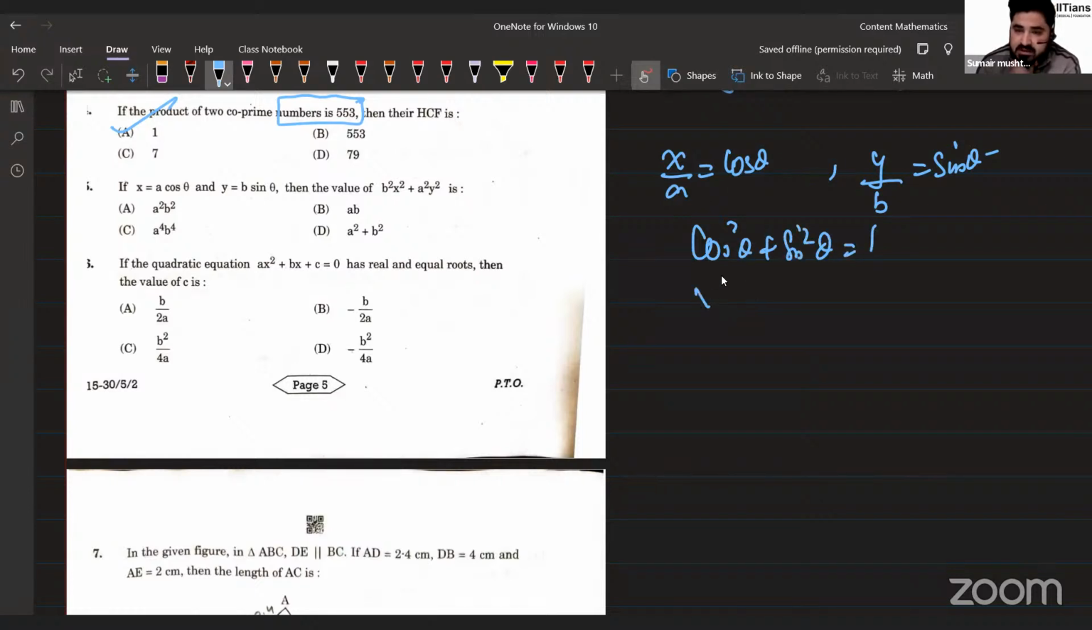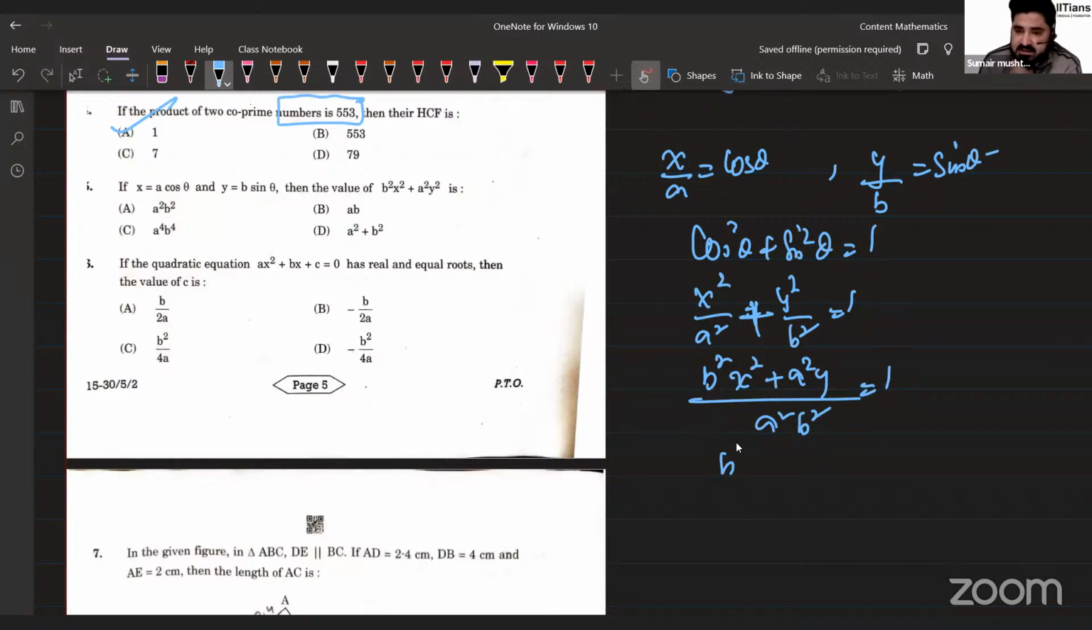So what is cos square theta? That is x square by a square, plus y square by b square is equal to 1. Now, if I simplify this, that is b square x square plus a square y square divided by a square b square is equal to 1. When I take this to the other side, that is b square x square plus a square y square is equal to a square b square. That is your option number 1. Simple. I hope every one of you is getting this.